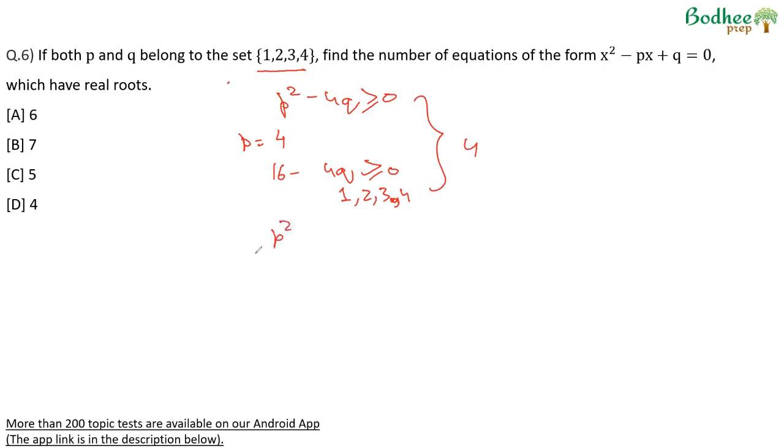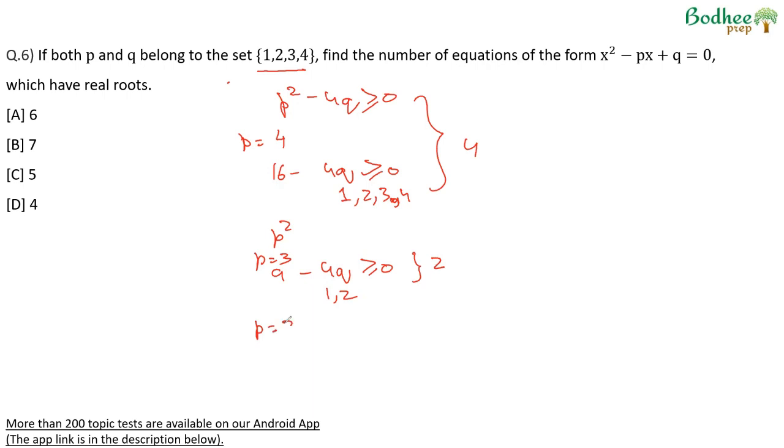If we take p as 3, p² is 9, so 9 − 4q is greater than or equal to 0. So 4q has to be less than 9. Q could be 1, since 4 ones are 4, or 2, since 4 twos are 8. So two solutions here: (3,1), (3,2).